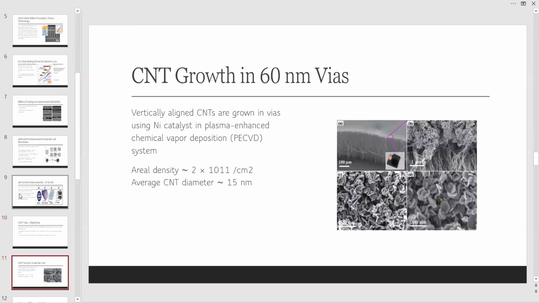CNT growth in 60 nm wires. Vertically aligned CNTs are grown in wires using Ni catalyst in a plasma enhanced chemical vapor deposition PECVD system. Areal density 2 times 10^11 per centimeter square. Average CNT diameter 15 nm.